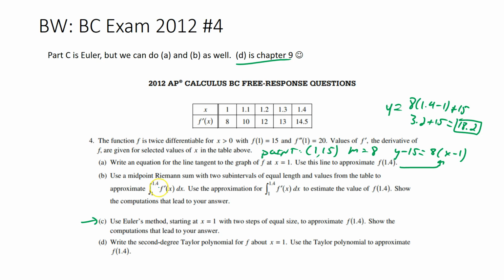Next, they want us to use a midpoint Riemann sum to evaluate the integral from 1 to 1.4 of f prime of x dx. So we're doing two subintervals of equal length. That seems weird because there's 4 here, right? But look at what they asked us to do. They asked us to do midpoint. So we have to use this as one interval, and this is one interval, and we're going to use the midpoint value to be the height of our rectangle, right?